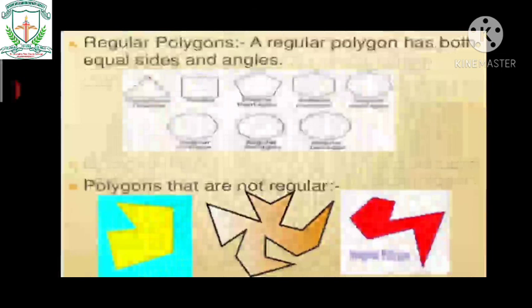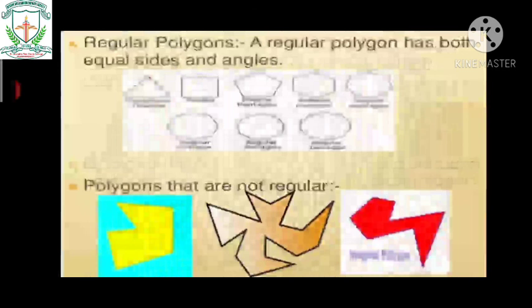The next one is polygons that are not regular, or we can say irregular polygons. In this, all sides and all angles are not equal. For example, other than an equilateral triangle, a rectangle, these are examples for irregular polygons.